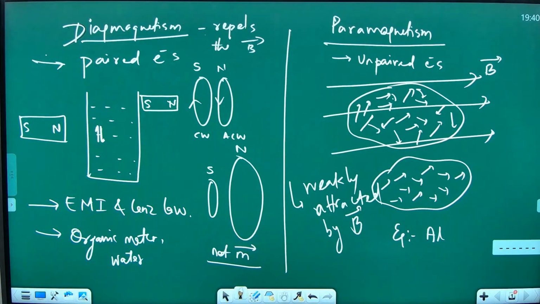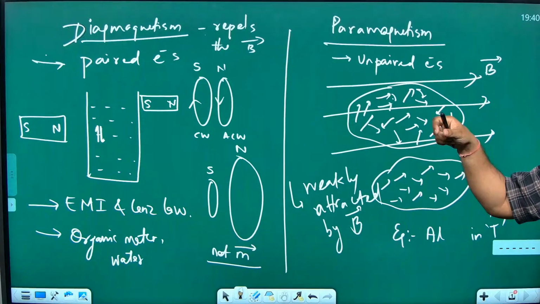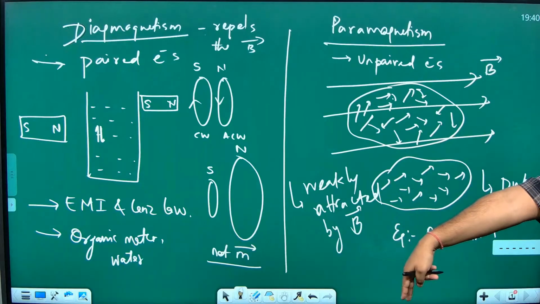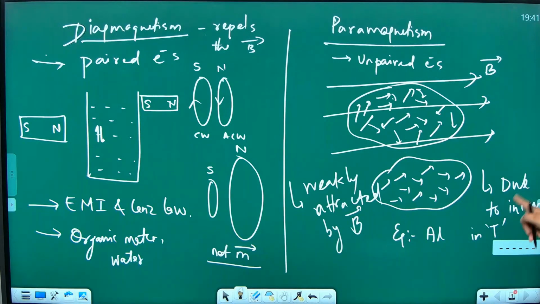Another thing I want to tell you, if you give some temperature, due to increase in temperature, what will happen? It will decrease the paramagnetism. Common sense, if temperature is increased, particles will start vibrating. More random motion. If it is having more motion, it will be more difficult for you to align it. So at higher temperatures, the paramagnetic properties will reduce. Paramagnetism will reduce. But what about diamagnetic materials?